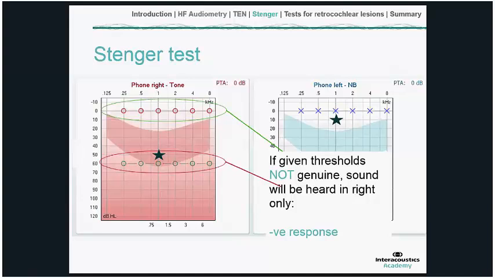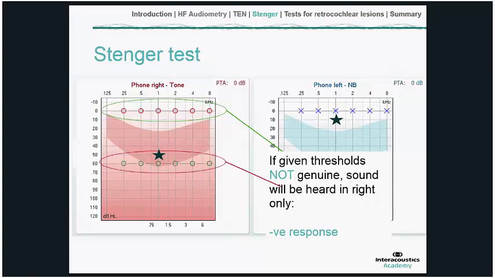So the person is hearing the sound in the right ear at 50 dB above the pure tone threshold, whereas they're only hearing it in the left ear at 10 dB above. So it will be substantially louder in the right ear than the left ear. And due to the Stenger principle that I mentioned, whereby if you present two sounds of different intensity, then the person will only be aware of the louder sound, then at this point the patient will have no idea that there's a sound being presented to the left ear. They're only aware of the sound being presented in the right ear.